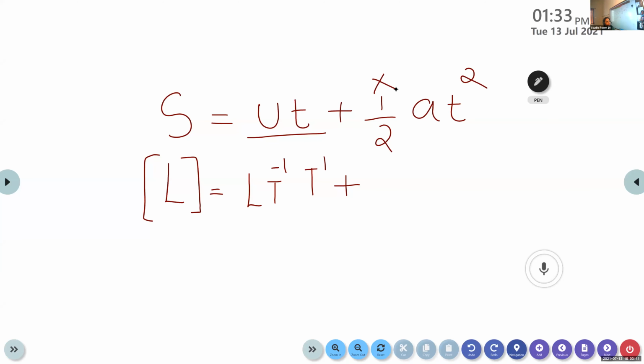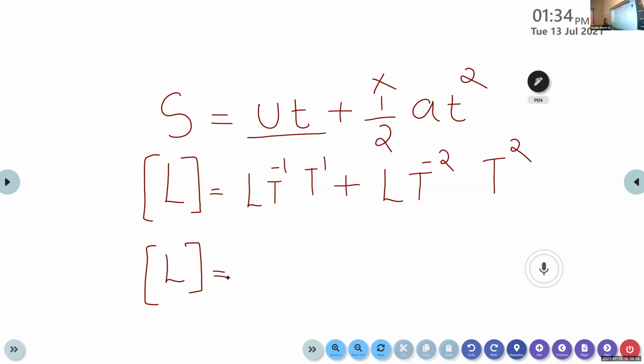What about the dimension of acceleration? Dia, what is the dimension of acceleration? LT raised to -2. But here we have one more term, that is T square. What is the dimension of T square? The dimension of time is T. But here we have two times, that is T into T. So here we have T square. Okay, so we need to modify it.